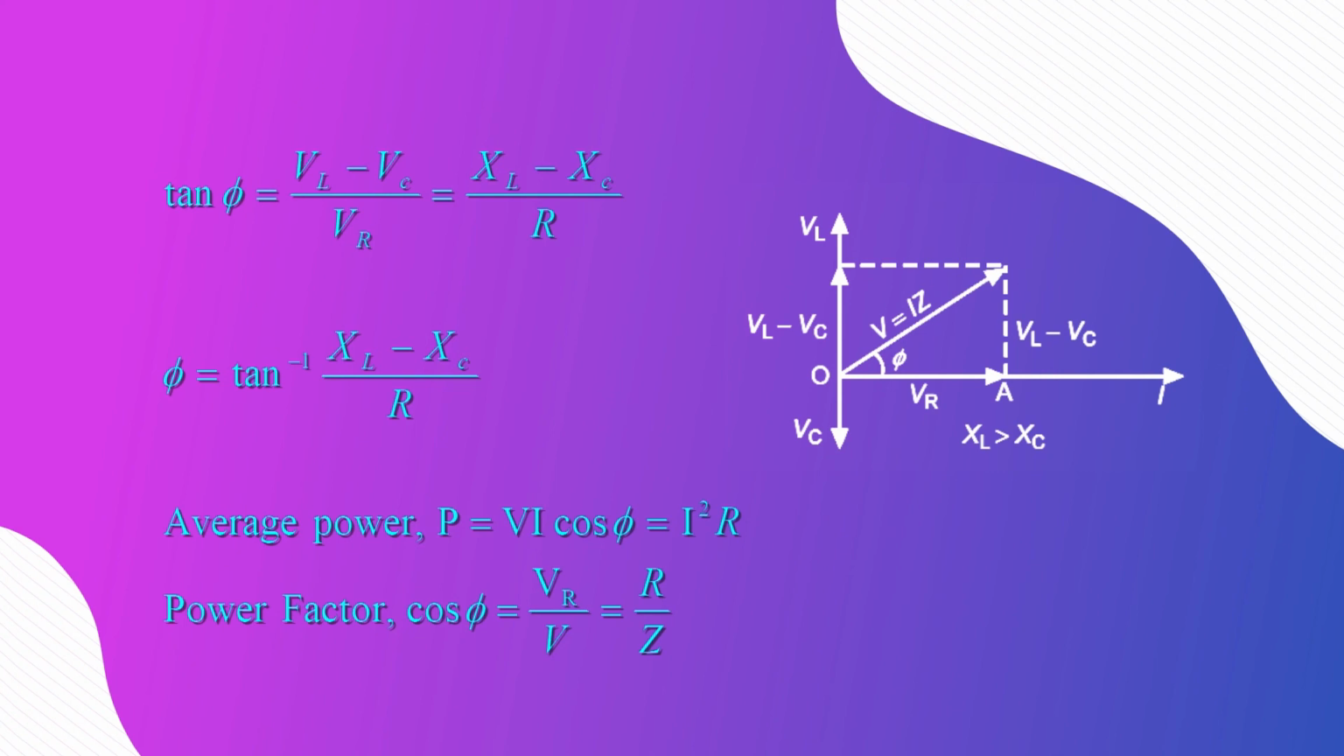So average power P can be written as VI into cos phi, or it can also be written as P equal to I square R. So what will be the value of power factor? Power factor can be written as cos phi is equal to VR upon V, and VR can be written as I into R, and V can be written as I into Z. So this I will be cancelled out from the numerator and denominator. So cos phi can be written as the ratio of resistance to the impedance. So cos phi is equal to R upon Z.